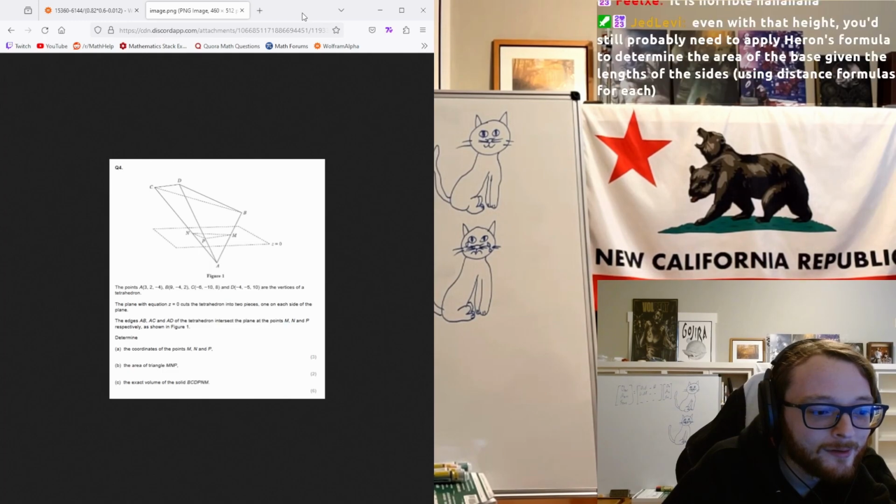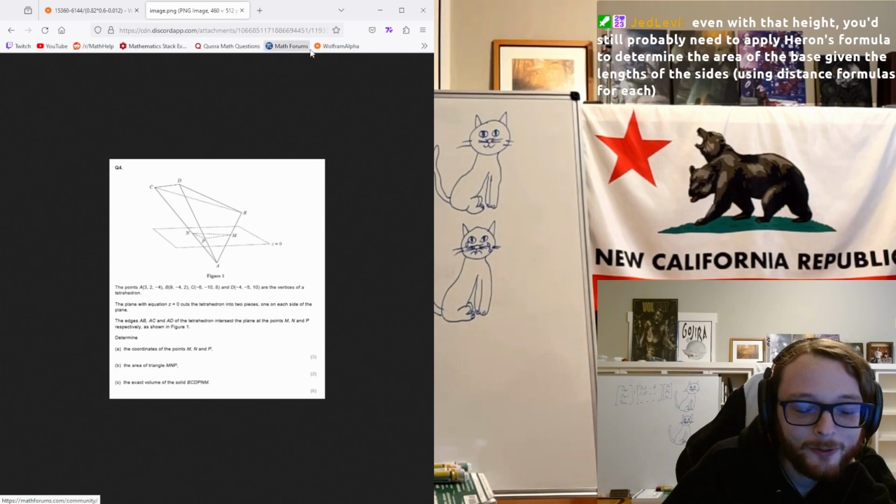Heron's formula. Well, even then, if you get the area, can you bring that to be the volume?